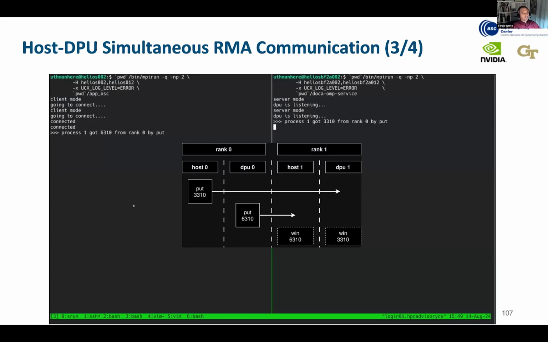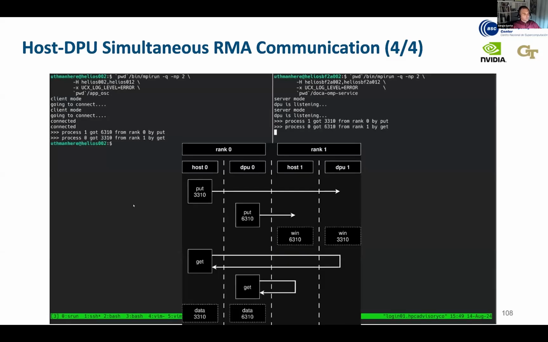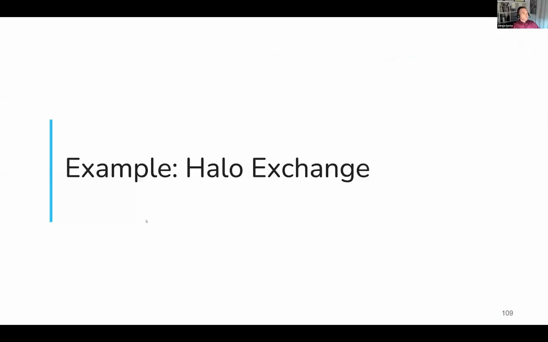But if we continue with this example and do a simultaneous get, what we will have is that the get from rank 0 in the host will get the value of rank 1 DPU, because we are always cross-communicating host and device, and rank 0 in the DPU will take the value of rank 1 in the host. Okay, so this is the demo of MPI in Odos.